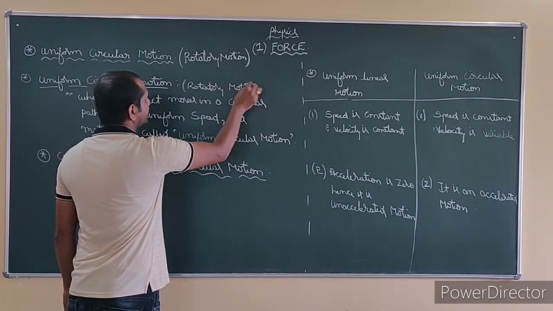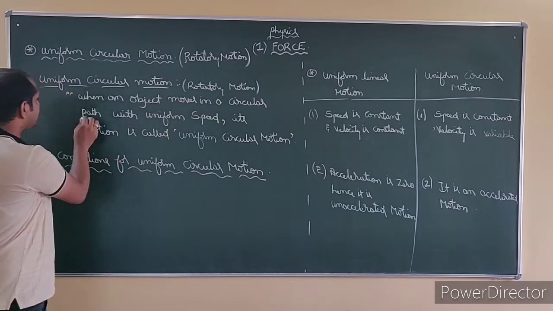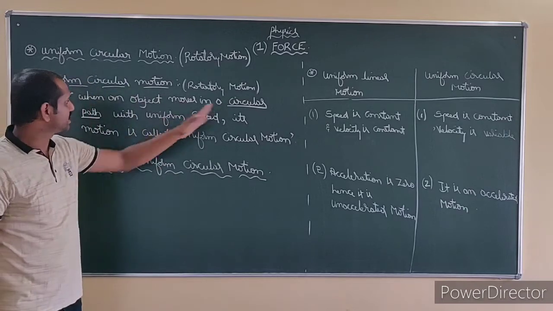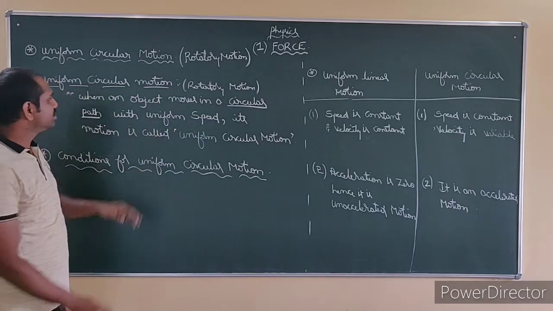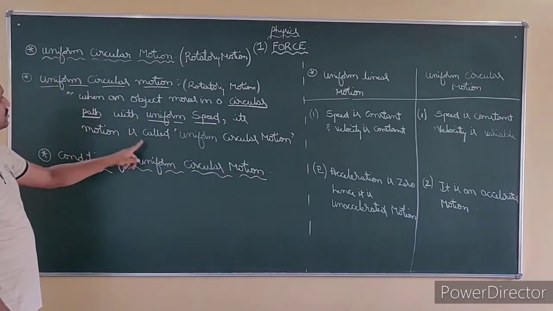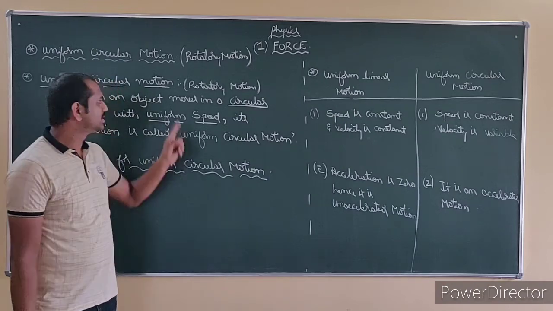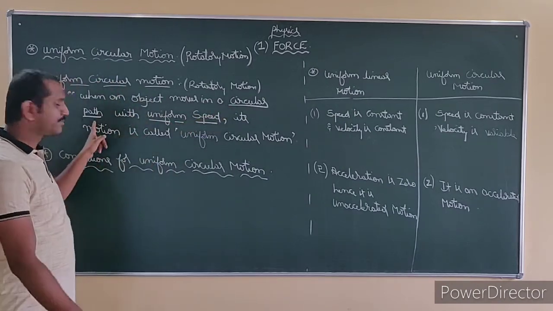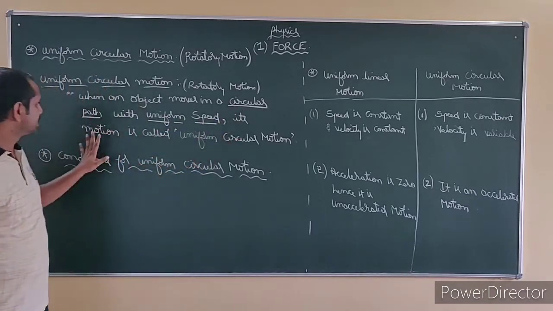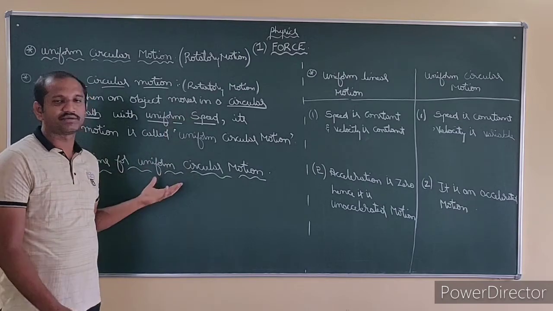So how do we define uniform circular motion? It is when an object moves in a circular path. Obviously, the first condition is the object should move in a circular path with uniform speed. With uniform speed, its motion is called uniform circular motion. Only two conditions. What are those? The object should be moving in a circular path and also it should be moving with uniform speed. Such motion is called uniform circular motion. Very important when asked for the definition.